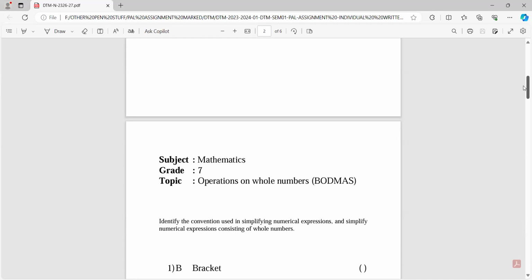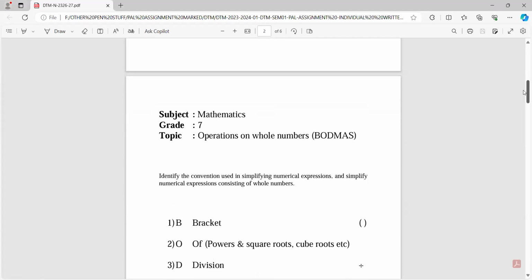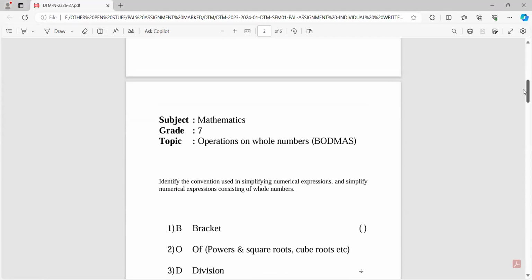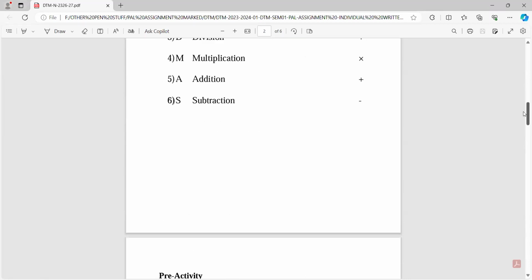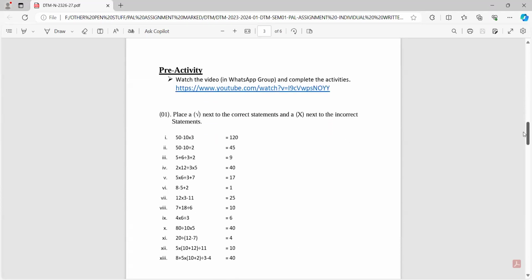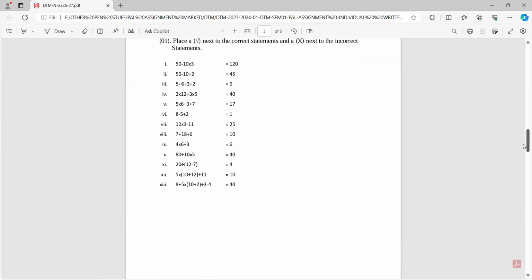Yeah, ma'am. Operations and whole numbers. It's a mathematics lesson. She's going to use the flip method on it. A pre-activity: watch the video. She's going to send it through WhatsApp and complete the activities. When they watch this video, place a tick next to the correct statement and an X next to the incorrect statement. So after watching that, they come to know, and then after that, they have to put a tick.